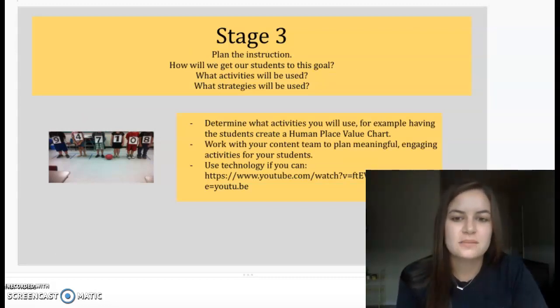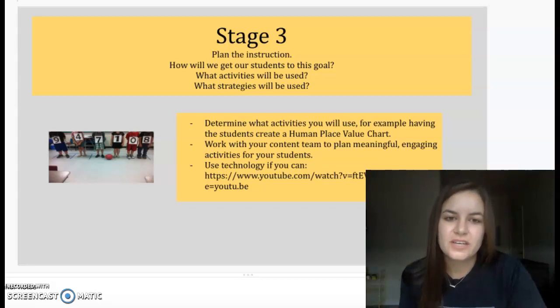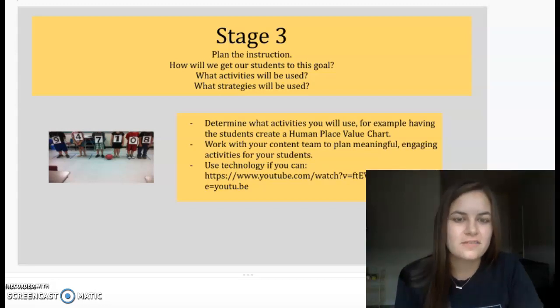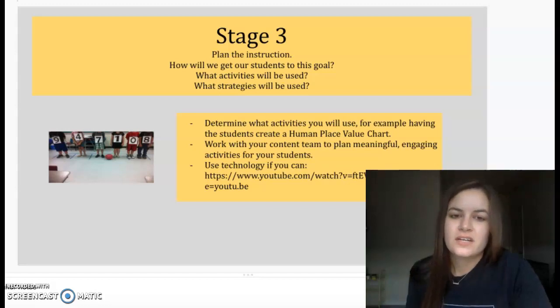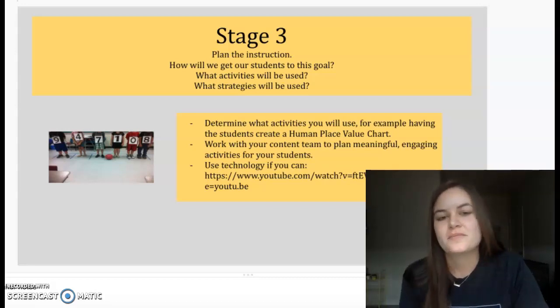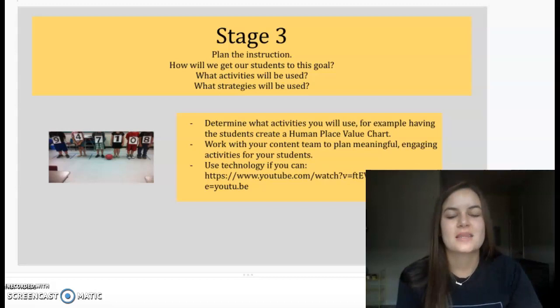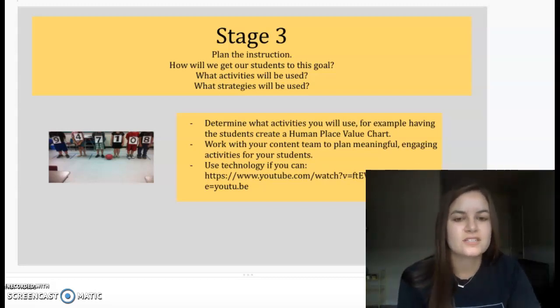This is actually planning our instruction. How will we get our students to this goal? What activities will be used? What strategies will be used? So we're going to determine what activities to use. For example, having the students create a human place value chart. That's really good for our kinesthetic learners, to get them up, using their own bodies to create these orders and comparisons.